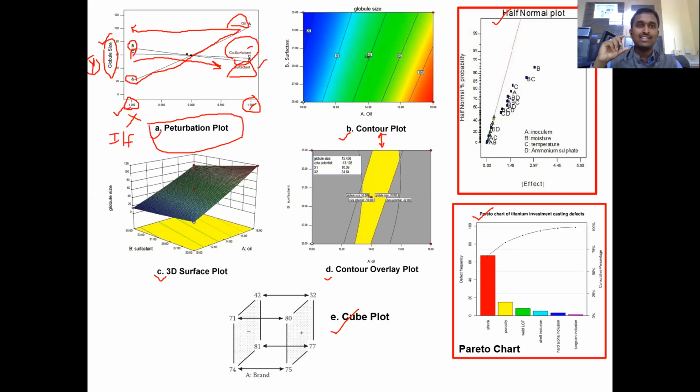By seeing in a single set, whatever the number of factors you have, you are able to analyze easily their overall impact on a particular response variable. Here we know the overall impact of oil is much more than the other factors like co-surfactant and surfactant on the globule size. It may be positive or negative, but the curvature is more, so the influence is more. That is the ultimate idea behind it.